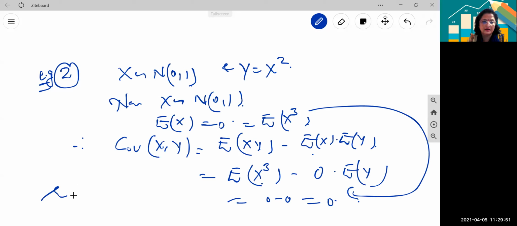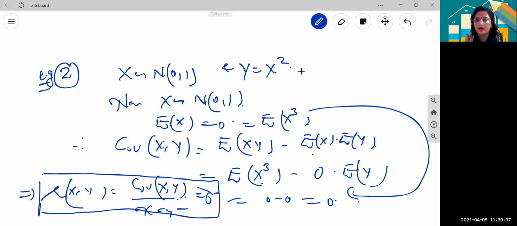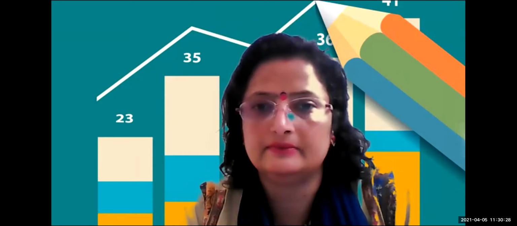Now what we want to find, Rxy is equal to covariance between x and y divided by sigma x sigma y. So that implies this is equal to 0. Now look here, the variables are not independent because y is dependent upon x with the relation y is equal to x square, but the correlation between them is 0 because there is no linear relationship between these two variables. Now we will do one example where this property holds.